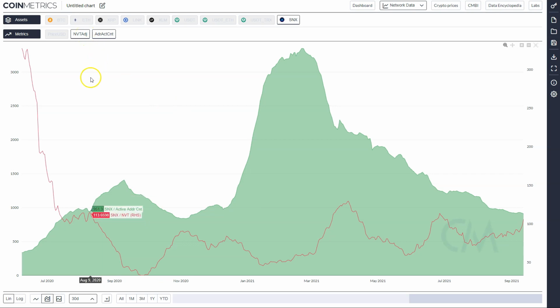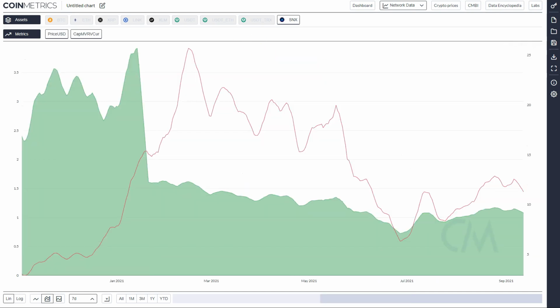NVT, an inverse metric of economic utility relative to price, is low historically, but slowly rising. And active addresses have plummeted from over 3,000 to under 1,000 since the beginning of the year. So it makes sense to me why price is as weak as it is, despite having strong technicals potentially with that ascending triangle, which I'll get to, because the on-chain stats are just void of all activity relative to where they were earlier in the year.